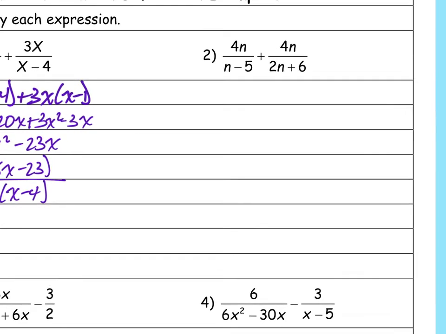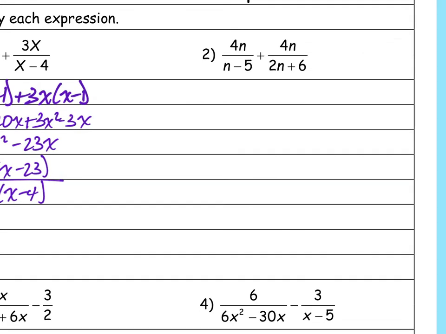Okay, next one. I can actually simplify this term before I add, because if I factor a 2 out of here, I get n plus 3, and then that 2 goes into 4 2 times, and then I don't have to do as much. So this term actually becomes 2n over n plus 3. Then I don't have to simplify later. And then I've got 4n times n plus 3 plus 2n times n minus 5.